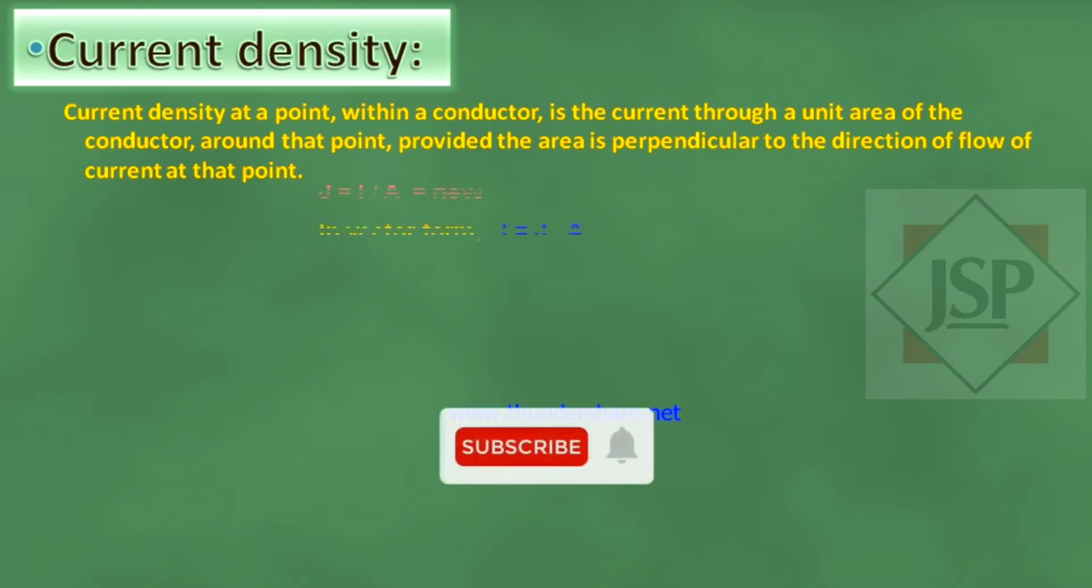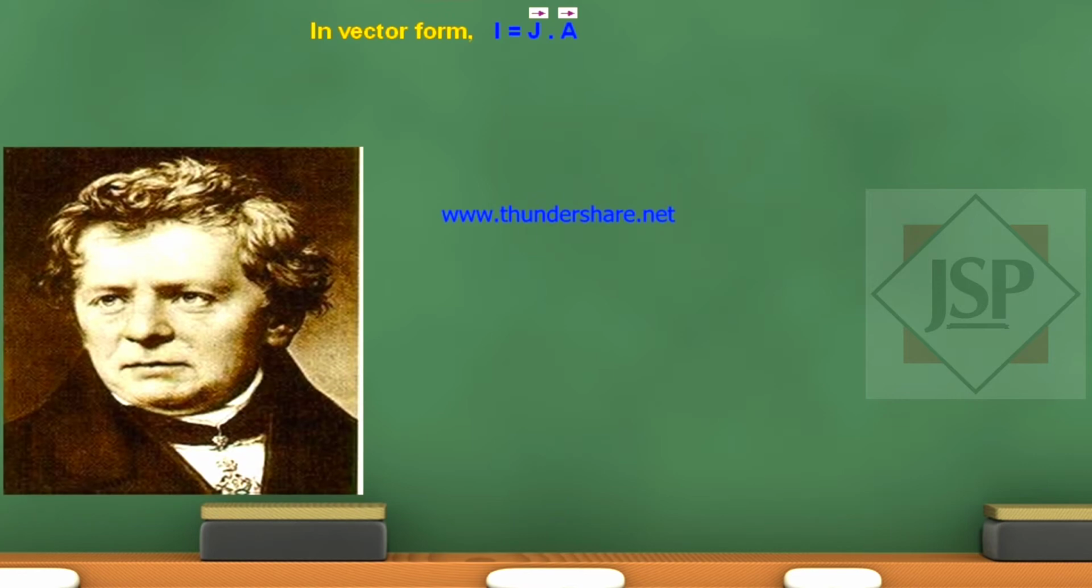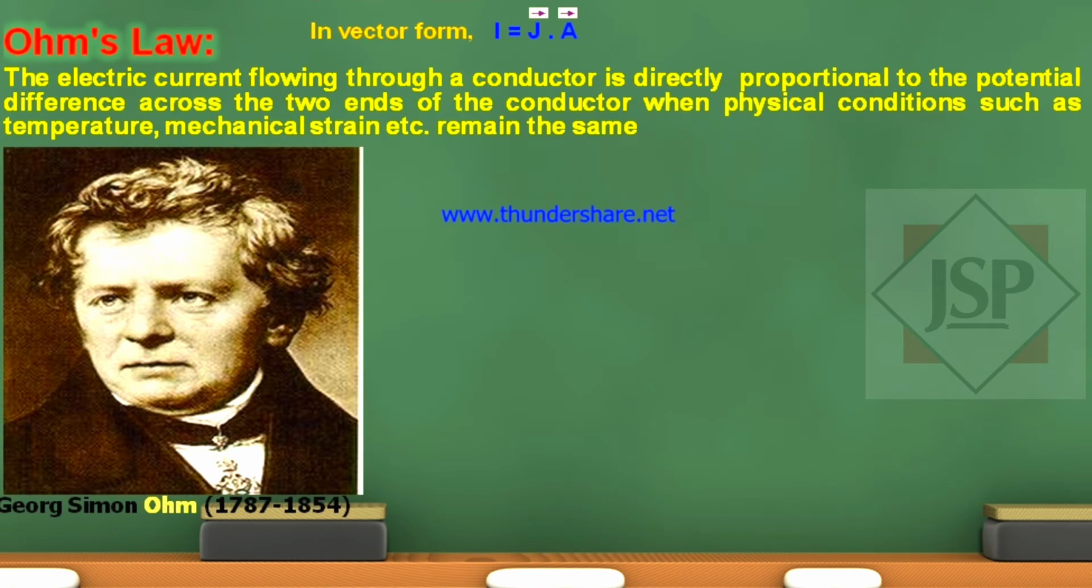So current density is a vector quantity and current is a scalar quantity. In vector form, I equal to J vector dot A vector, we can write it. George Simon Ohm, in the years 1787 to 1854, gave one important law. That law is Ohm's law.